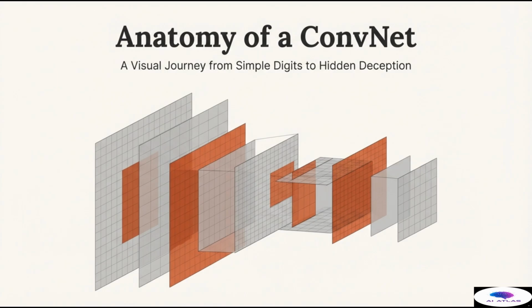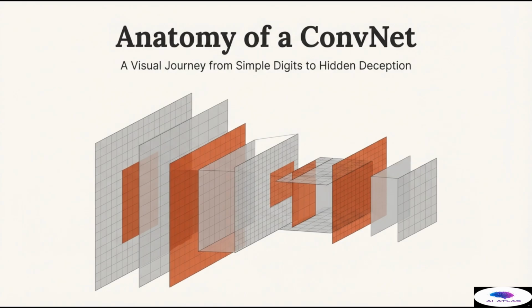But how exactly do these intricate mathematical structures work? And perhaps more importantly, what are their hidden limitations? Over the next few minutes, we will embark on a visual journey. We'll start by breaking down a basic ConvNet architecture used for a simple task. Then we'll scale up to a monumental deep learning system, the VGG16 architecture, to understand how feature hierarchy is built.